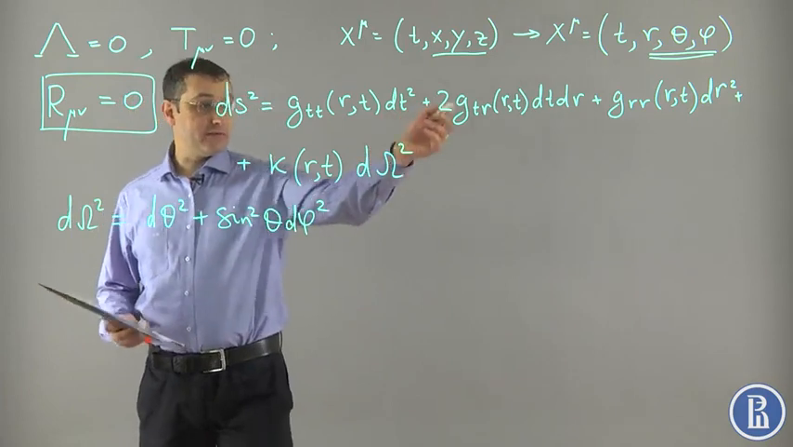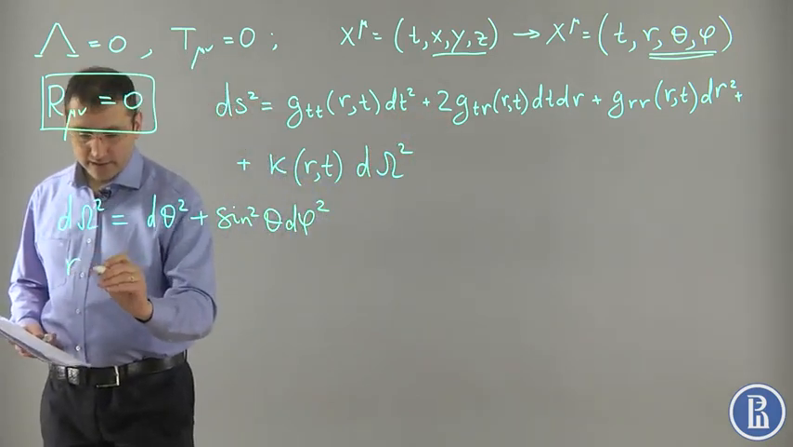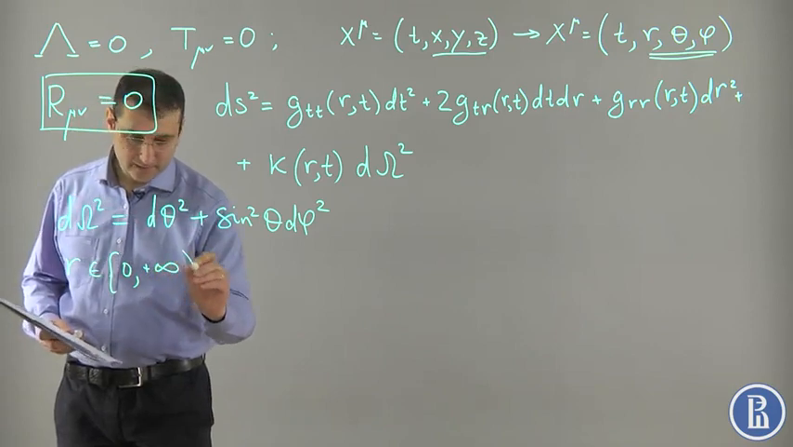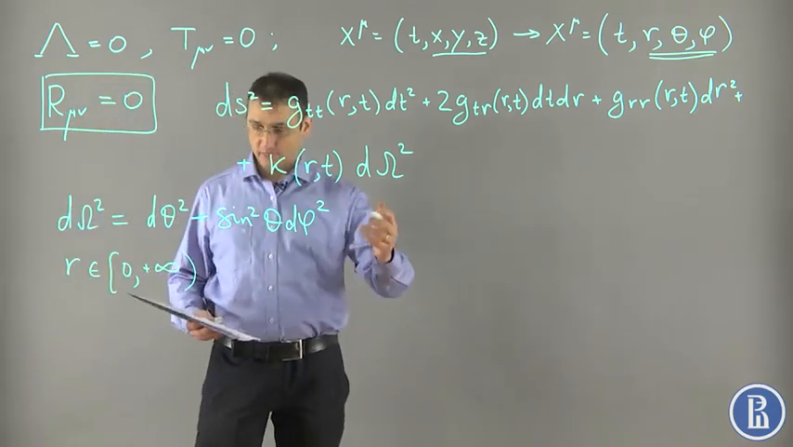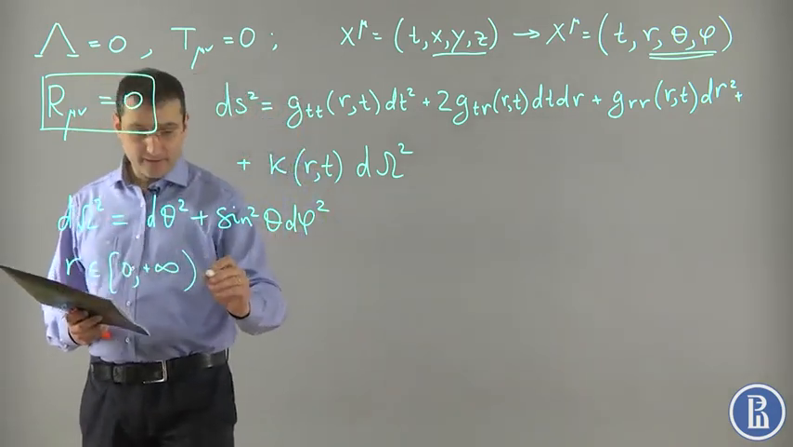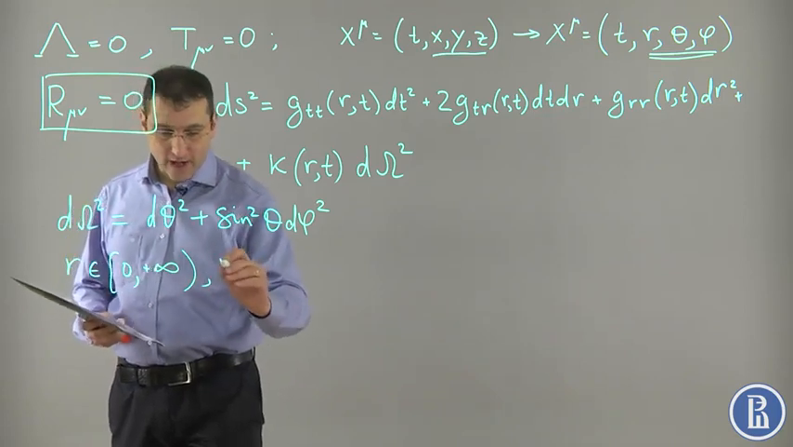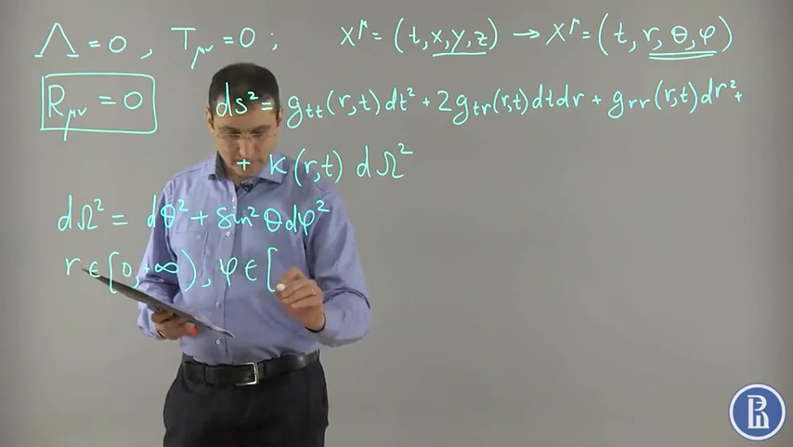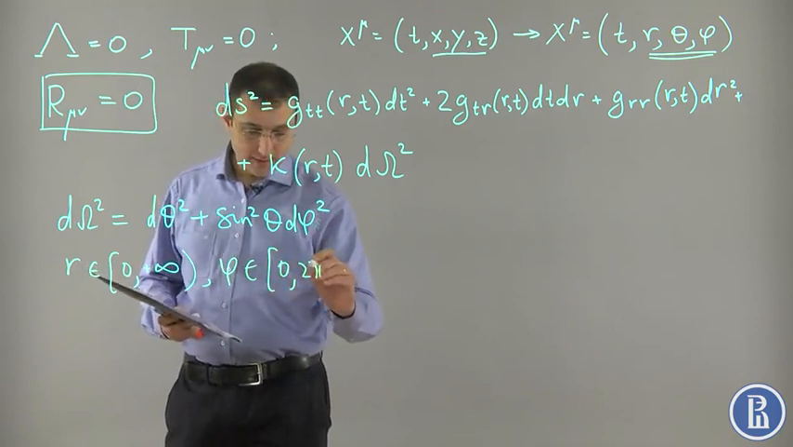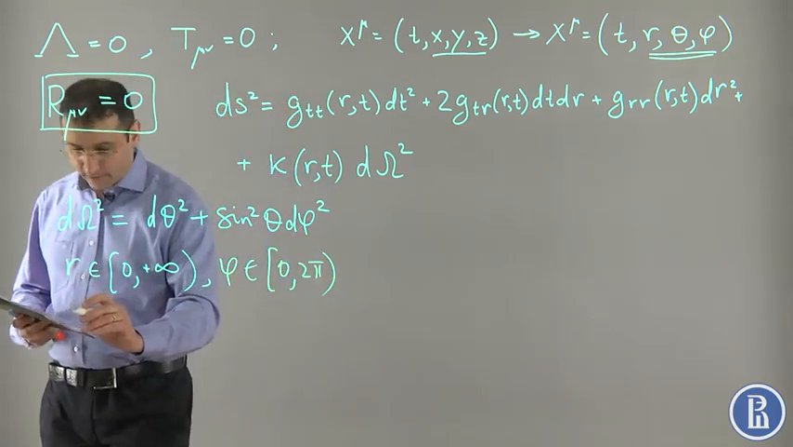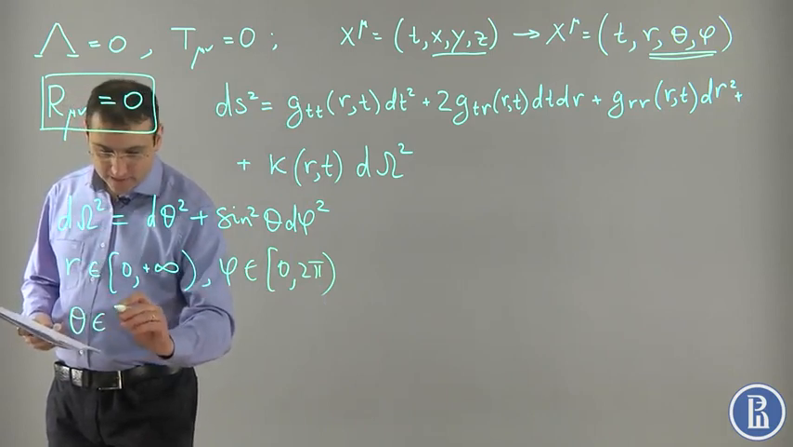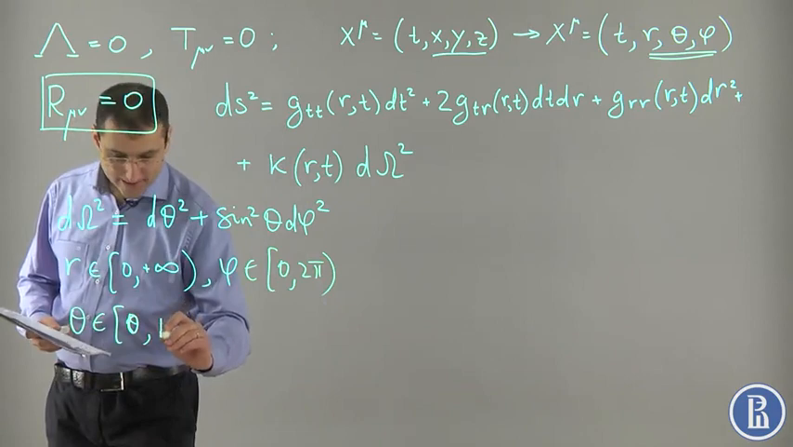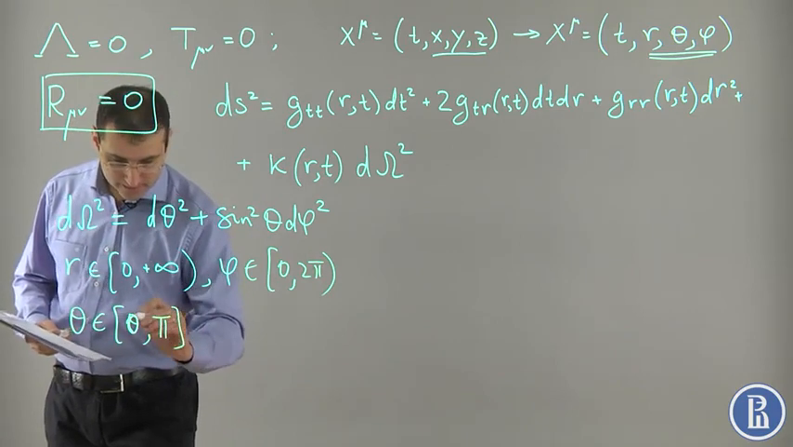So this is a metric on the unit sphere. The range of validity of r is from 0 to plus infinity. So it ranges from 0. This is the radius. The range of validity of phi is, as usual, from 0 to 2 pi. And the range of validity of theta is from 0 to pi. This is important.